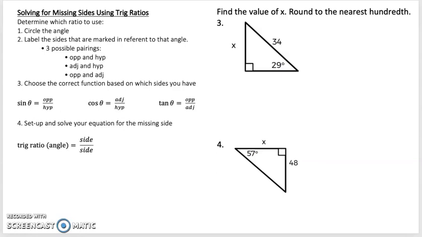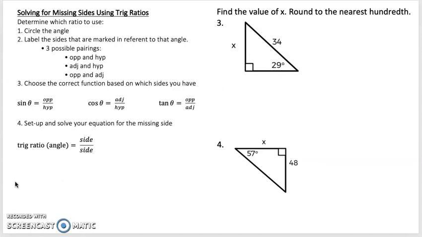Hello, welcome to part 3, solving for missing sides using these trig ratios, which is super useful because now we can solve for a bunch of stuff we weren't able to before, as long as we have at least one angle and one side, whereas with the Pythagorean theorem, you have to have two sides, and that's it. So, let's look at how we go about doing this.